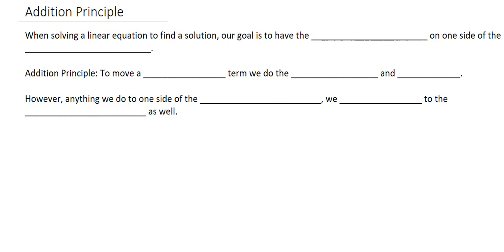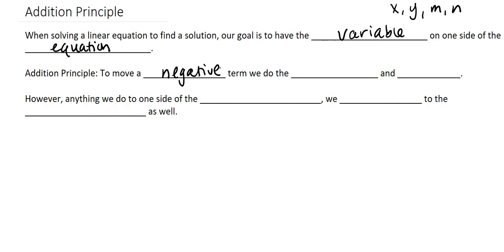Addition principle. When solving a linear equation to find a solution, our goal is to have the variable, which can be like x, y, m, n, right? It could be any number of them, on one side of the equation. The addition principle is to move a negative term, we do the opposite, and we add.